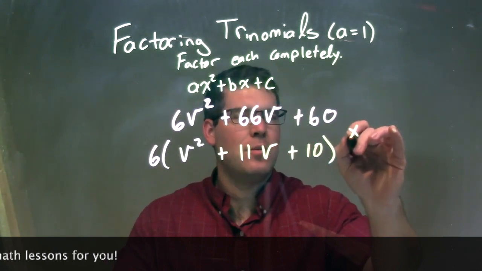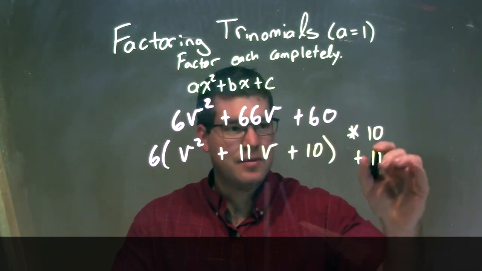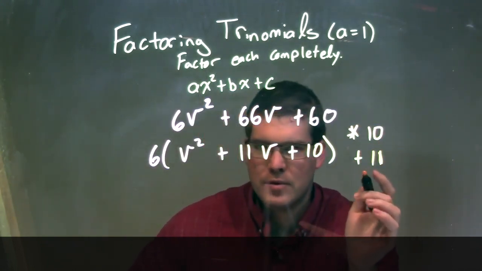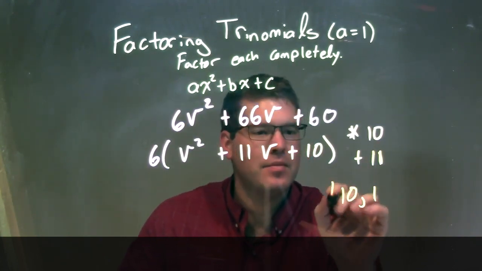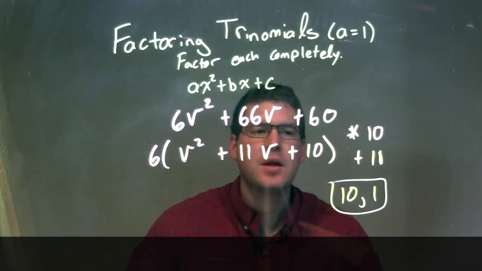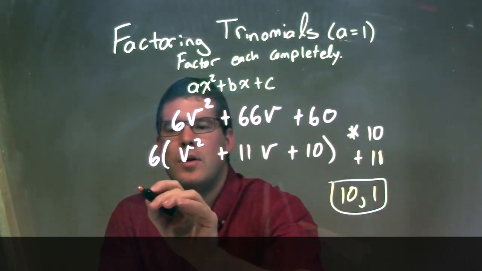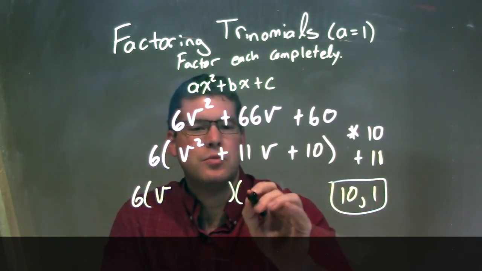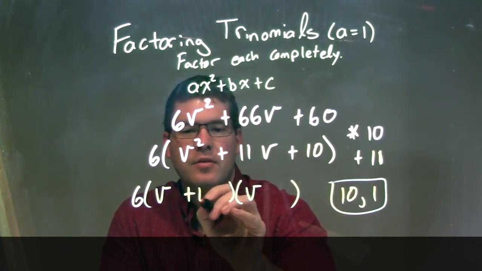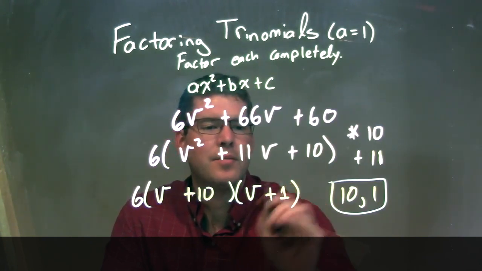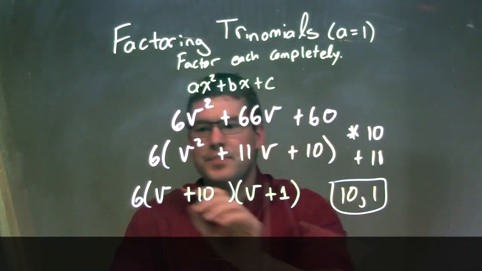So now I can ask the question: what two numbers multiply to our c, which is 10, and add to our b, which is 11? Well, those two numbers are just 10 and 1. 10 times 1 is 10, and 10 plus 1 is 11. Be careful. Sometimes it's a little tricky when it's like that. But anyway, we have them. They're all positive. So we have a 6 out front. We can break this apart into two parentheses here. So we have v plus 10, the first number right there, and v plus 1. There we go. Our final answer in factored form is 6 times v plus 10 times v plus 1.